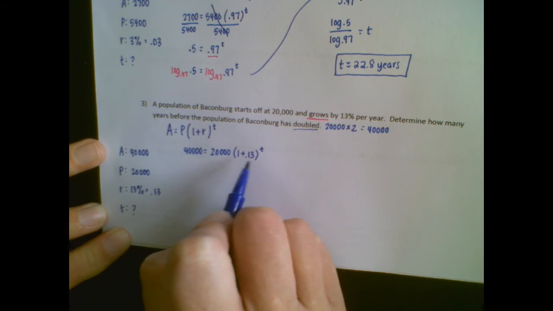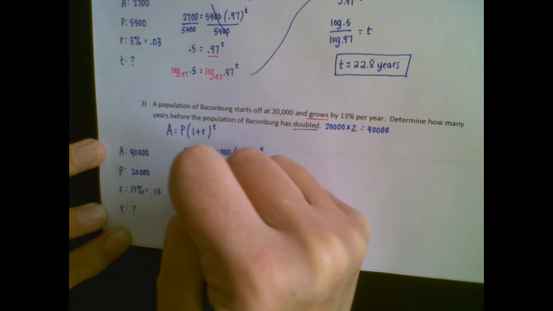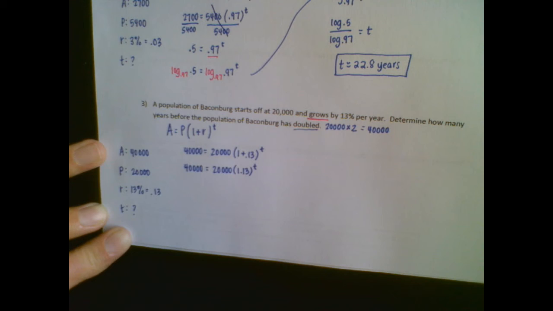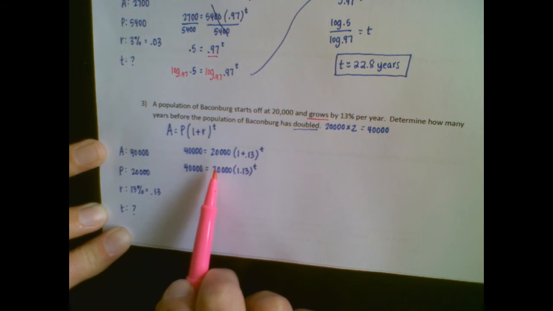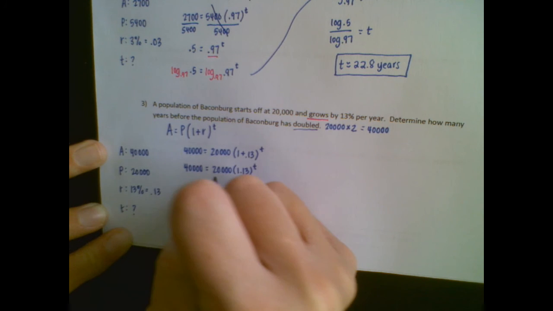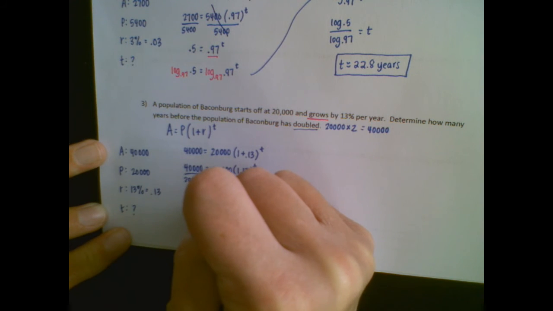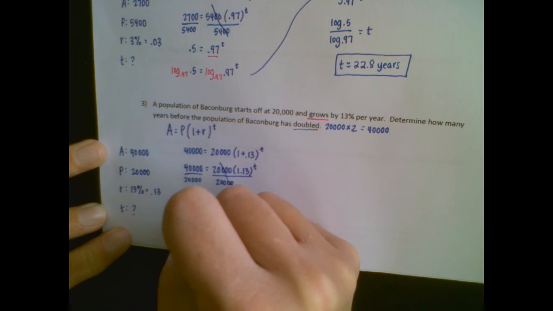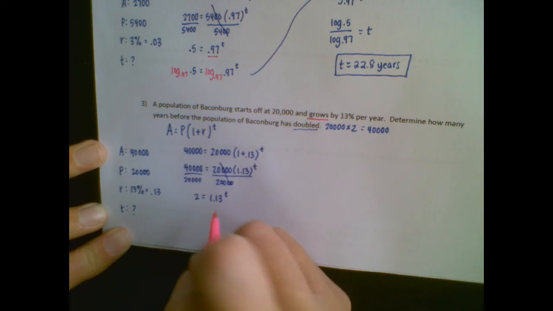I'm going to use my order of operations here, simplify inside the parentheses. So 40,000 is equal to 20,000 times 1.13 raised to the t. And my base here is this 1.13. So I need to get this expression by itself. So I've got to get rid of that 20,000. So I'm going to go ahead and do that by division on both sides. So divide by 20,000, divide by 20,000. That's going to give us 40,000 divided by 20,000 is 2, equal to 1.13 raised to the t. And here again is my base. So my base here is 1.13.